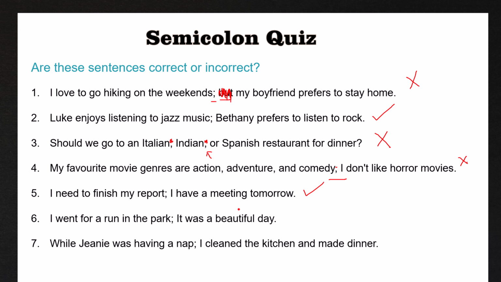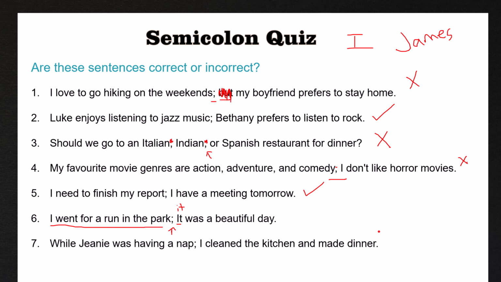Now, number 6, the semicolon use is correct. However, we do have an error. It should not be capitalized. It should have a lowercase i, because we only capitalize a word if it's a proper noun or the beginning of a new sentence. And after a semicolon, it's not the beginning of a new sentence. It's still connected to the independent clause before it. So it has to be lowercase unless it's a proper noun like the word I or a name, etc.